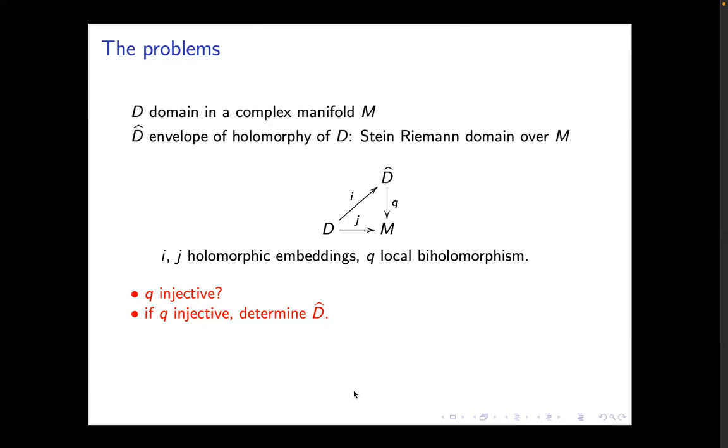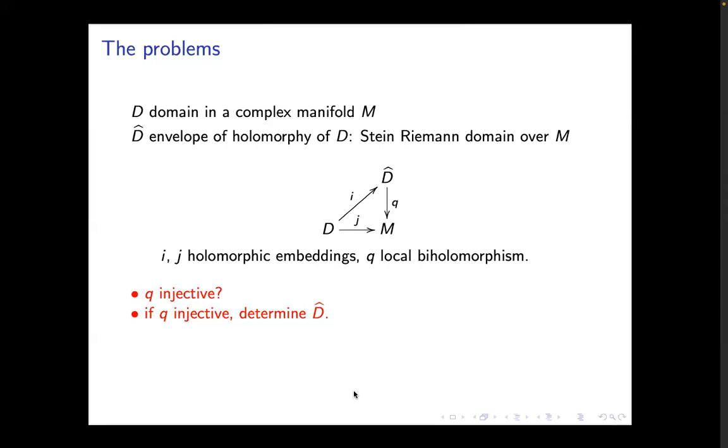We have D, we have an embedding into M, and a holomorphic embedding into its envelope of holomorphy, and then we have a projection Q, which is a local biholomorphism. So the first question is to ask whether Q is injective, and if Q is injective, to determine D hat. A problem like this is very difficult to solve in general. So often, unless there are symmetries, we are in a very special situation.